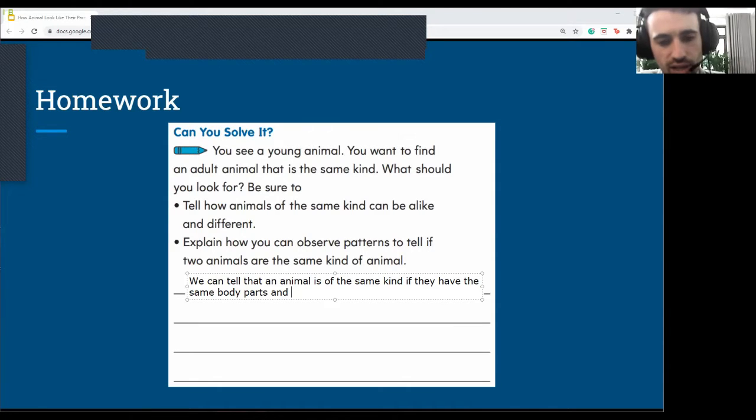Think about, yeah, kind of. They could have the same shape. The same shape. If they have the same body parts and shape, the same size. Yeah. Same size too. Same size?